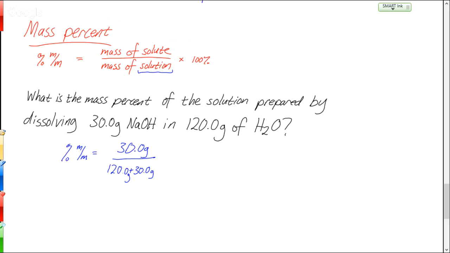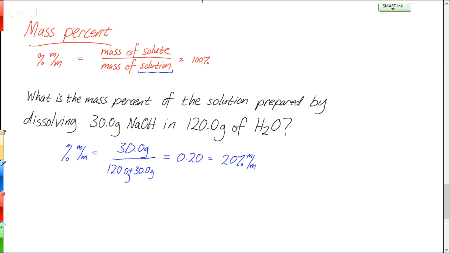So you have to make sure to add the solvent and the solute to get the total mass of the solution. All right. So if we divide those, you get 0.2, which we would say is 20% if we multiply by 100%. So the way we would write that is 20% m over m.